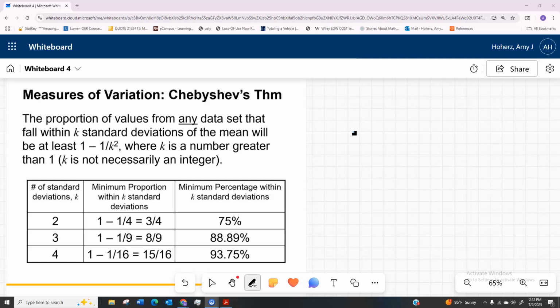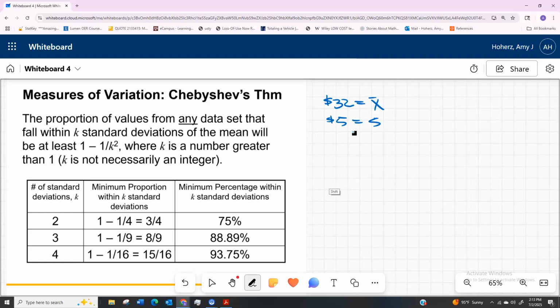So let's use our pizza example. Remember the example for the pizza was that orders were $32 on average, and then we had $5 for the standard deviation. I'll assume it was a sample. It doesn't really make a difference. Okay, so we're going to look at this on a number line. If we put this data on the number line, the average is 32. That's our X bar.